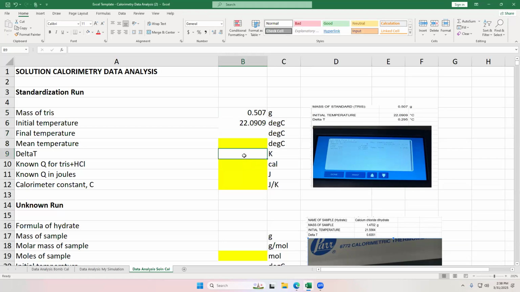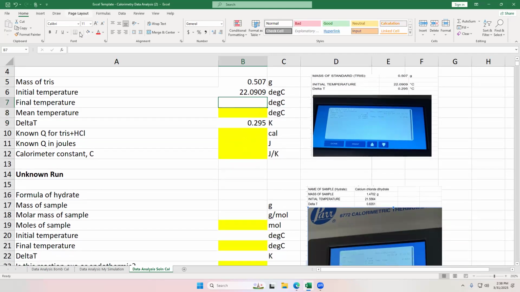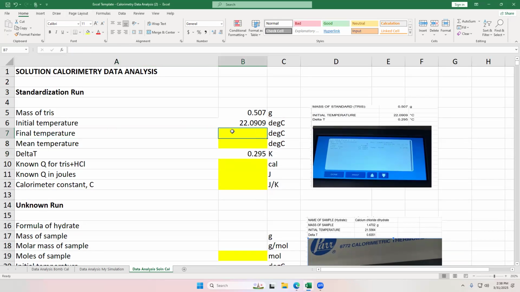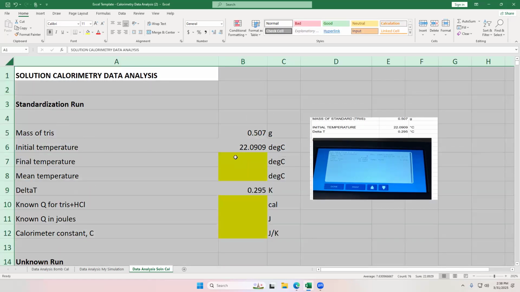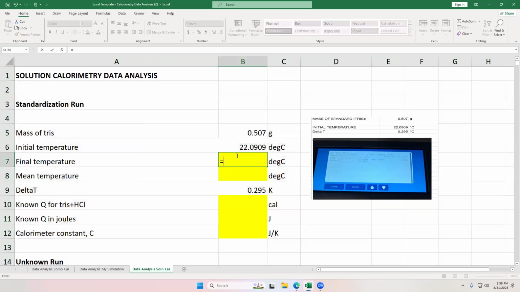We put our delta T here. Instead of calculating delta T, we're going to put the delta T as given by our calorimeter, 0.295. And so what would be our final temperature? It will have to be a formula in this case, right? Initial temperature plus delta T, right? So final temperature is the initial temperature plus delta T.